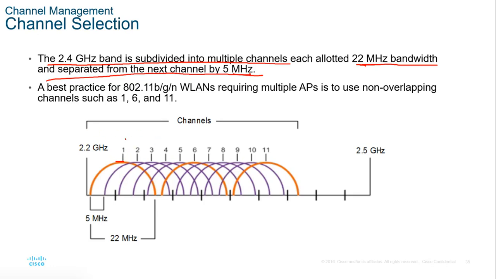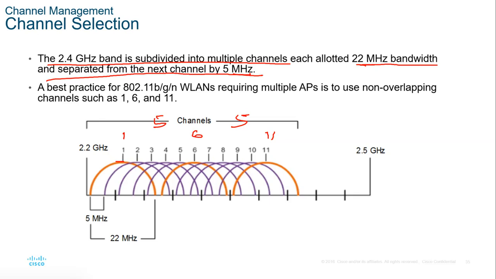So most of the time, as you can see, we have 1 here, then the non-overlapping, we have 6, and then we have 11 separated by 5 in between here. If you add the 5 here and then a 5 here, you get 10. So the overlapping channels, those ones are not used.